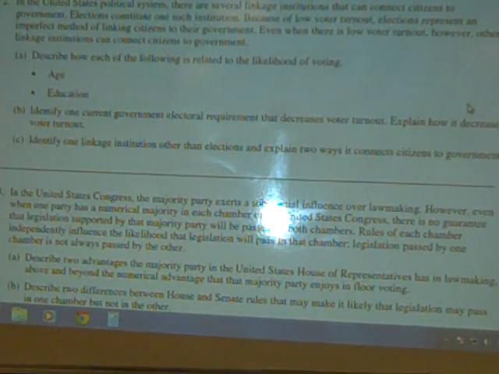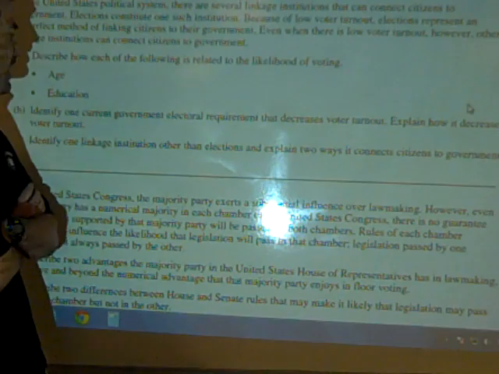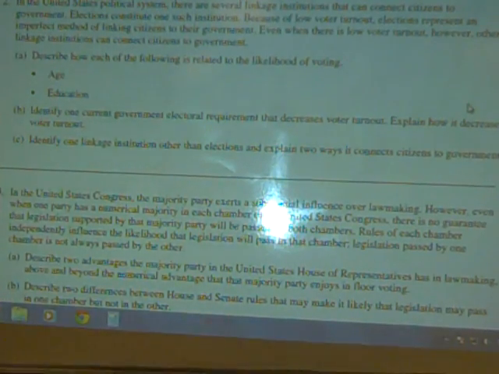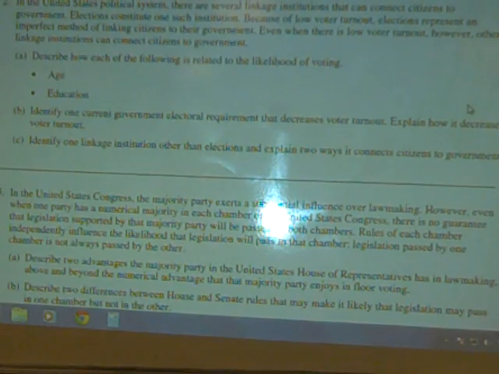Because of low voter turnout, elections represent an imperfect method of linking citizens to their government. Even when there is low voter turnout, however, another linkage institution connects citizens to government. Oh, okay, they want me to talk about the other ones. Describe how each of the following is related to the likelihood of voting. All you have to do is say the relationship. Just stating the relationship is enough.